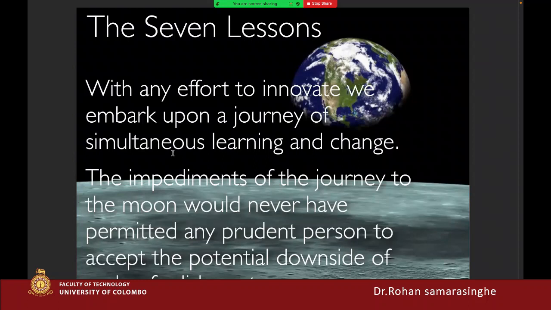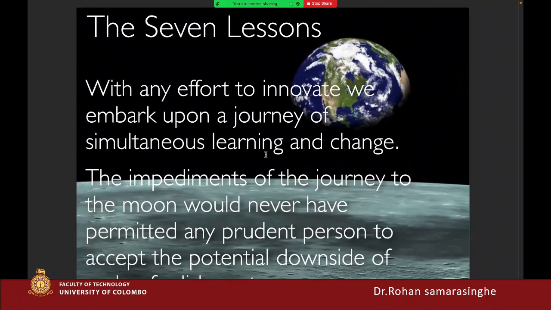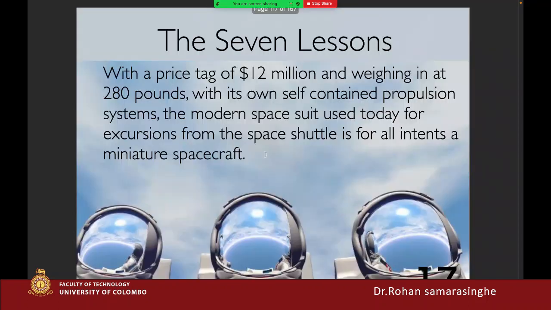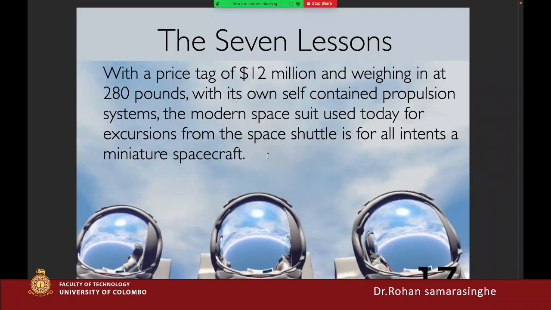And why any effort to innovate? We embark on a journey of simultaneous learning and change. So when we consider build for the unknown, when you use ICT products and ICT innovations, you are going to build from the unknown. Sometimes if you know, it might be very easy. So you have to do R&D, research and development. Here also, an R&D part is there.